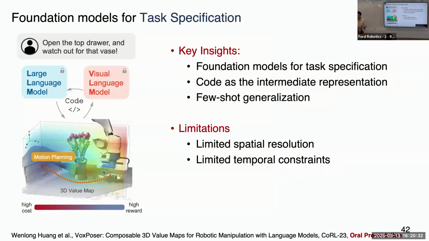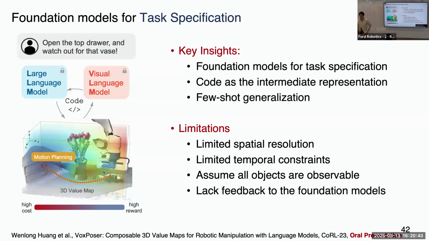It is also limited in terms of the temporal constraints. It only considers the dynamics of the robot, and doesn't really consider the dynamics of the environment. We also assume that all objects are observable, and it lacks feedback to the foundation models. So we want to improve upon this.